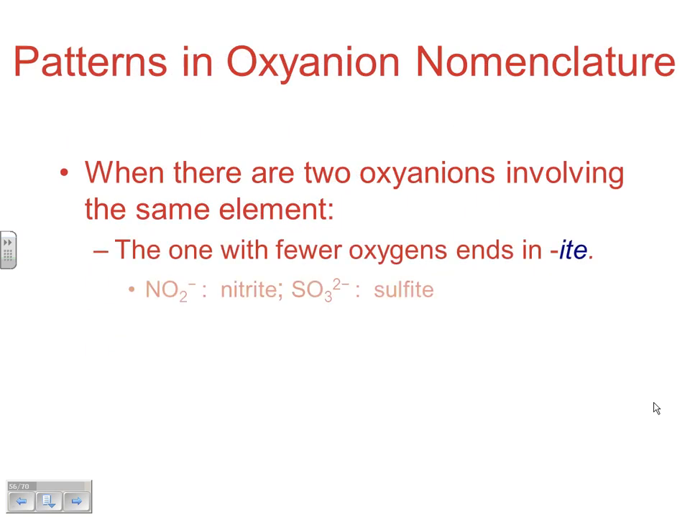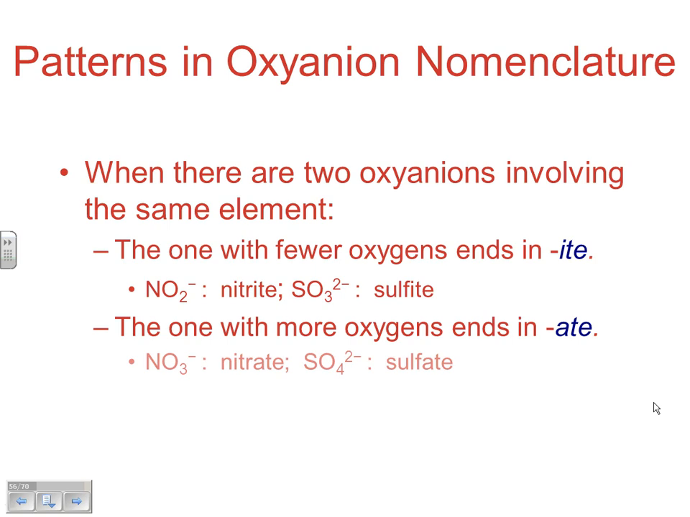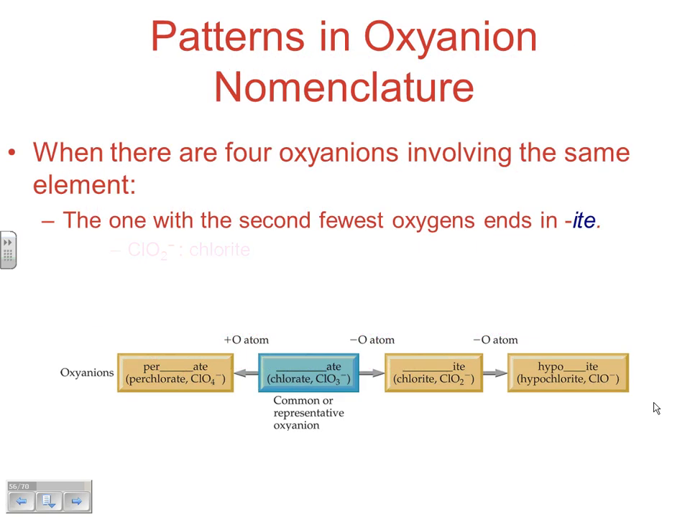Now, when there are two different oxyanions involving the same element, and I just talked about sulfate, sulfite, or something like nitrate and nitrite, the one with fewer oxygens gets the "ite" ending. The one with more oxygens gets the "ate" ending. So NO3 minus is nitrate, but NO2 minus is nitrite. SO4 2 minus is sulfate, but SO3 2 minus is sulfite. So that's really where the ite comes in. But there are substances that can actually have even fewer and even more oxygens than what we listed here. So this family of oxyanions is a little bit bigger than just ites and ates.